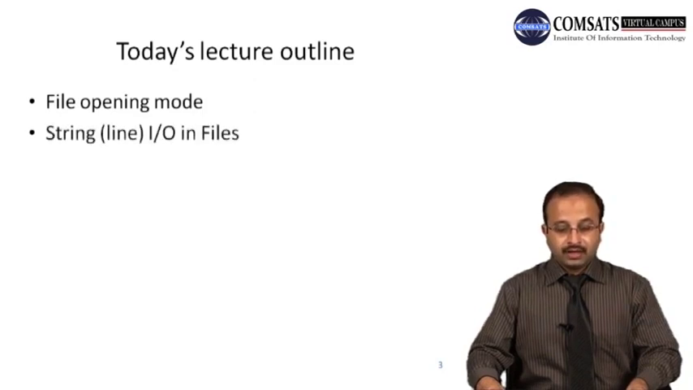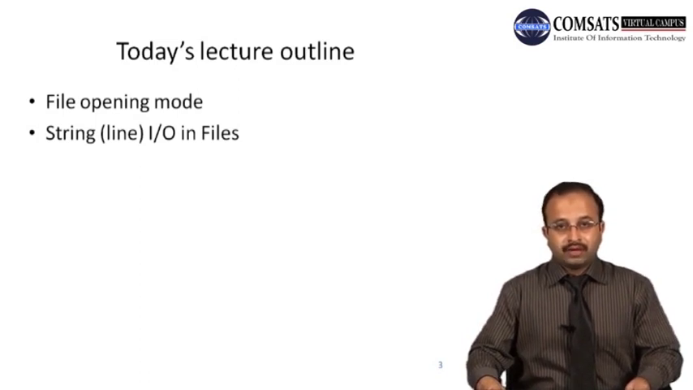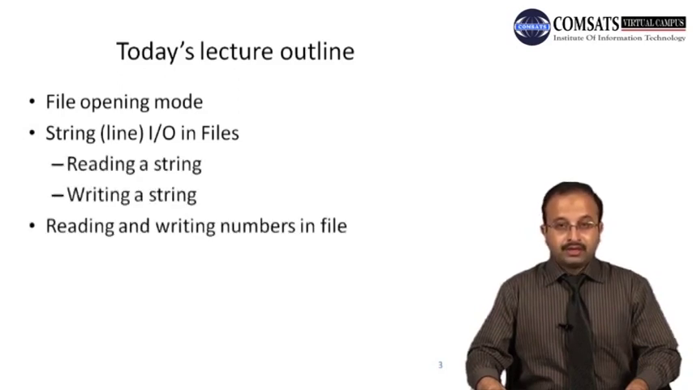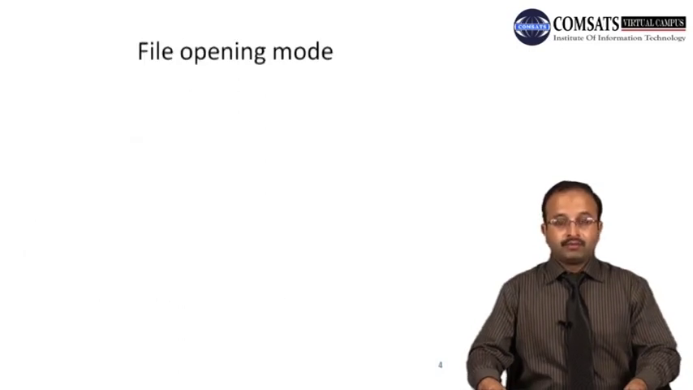Then string IO in files, that is reading strings from the file, reading the complete line, first line, second line, third line from the file, and writing complete string or line in the file. And reading and writing numbers in files, text versus binary file, and reading and writing in binary file. Now file opening mode.